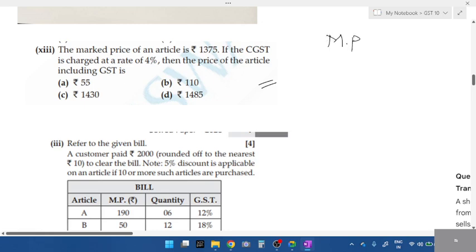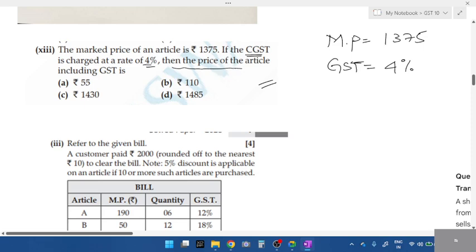What is mark price? 1375. What is the GST charge, students? All of you respond. GST is how much? 4%. So 2026, what did they give? Percentage or rupees? Previous question, what they had given? Percentage or rupees for MCQ? They had given only rupees, right? We found percentage. What is given here?